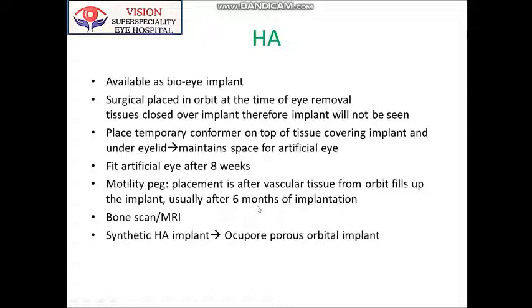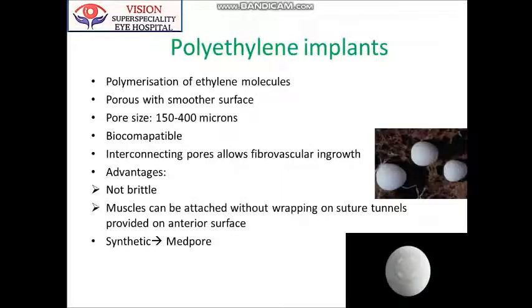There is also a synthetic variant of hydroxyapatite which is available by the trade name of Occupore porous orbital implant. The next major introduction was the porous polyethylene implant. This material was used in craniofacial reconstruction. These implants were porous in nature and had smoother surface. The pore size varies from 150 to 400 microns and is biocompatible. Interconnecting pores allow for fibrovascular growth.